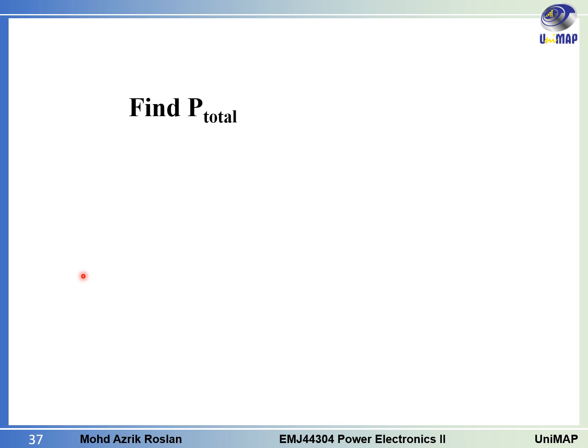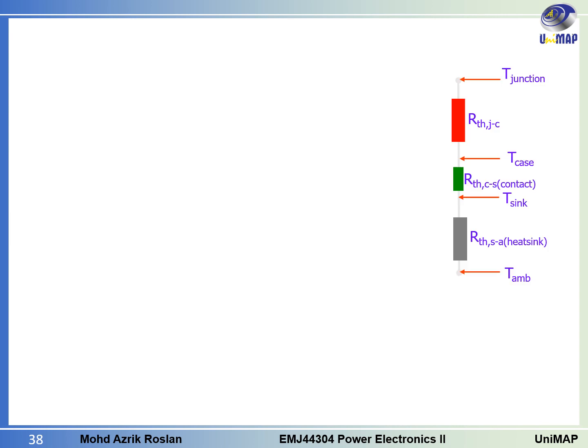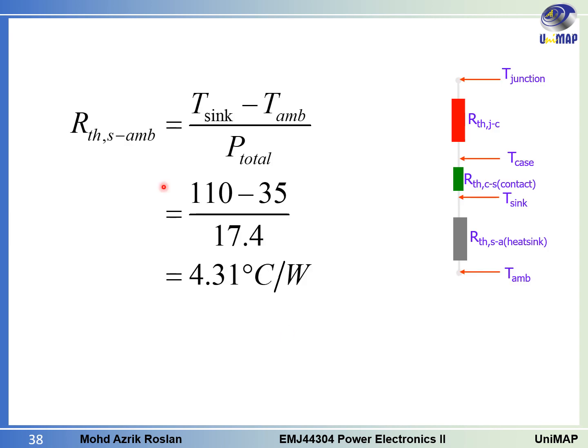Okay, and then we have to find the total power. We have the Schottky 1 plus Schottky 2 plus Mosfet, and the total power is 17.4 watt. And then as usual, we want to find the thermal resistance from sink to ambient. You have T sink minus T ambient, 110 minus 35 divided by 17.4, you will get 4.31 degrees C per watt.